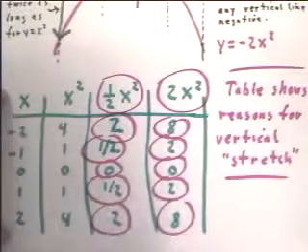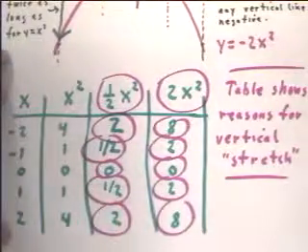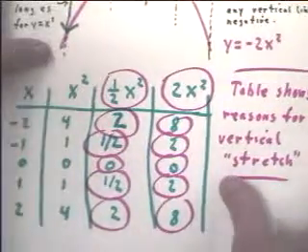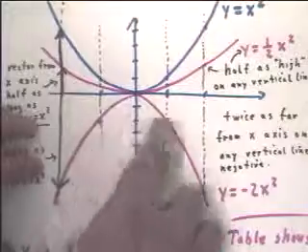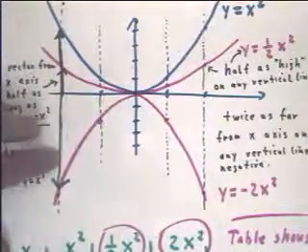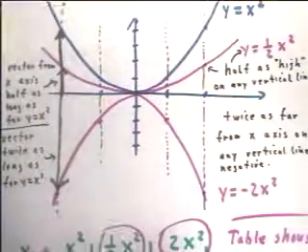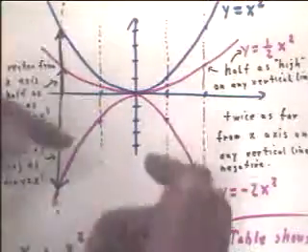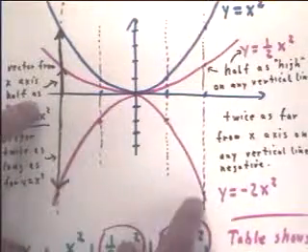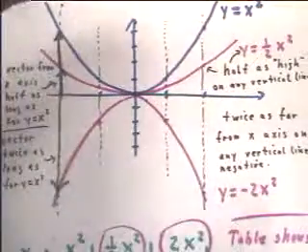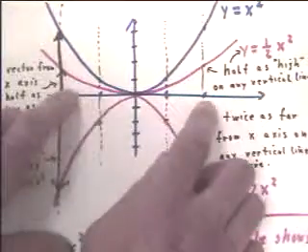So we see this vertical stretching idea, where, for example, this graph is stretched by a factor of 2 relative to this graph. Take the top graph and stretch it out twice as long, and then turn it upside down, and we have this graph. This graph is stretched by a factor of 1/2, which actually means it's compressed toward the x-axis.